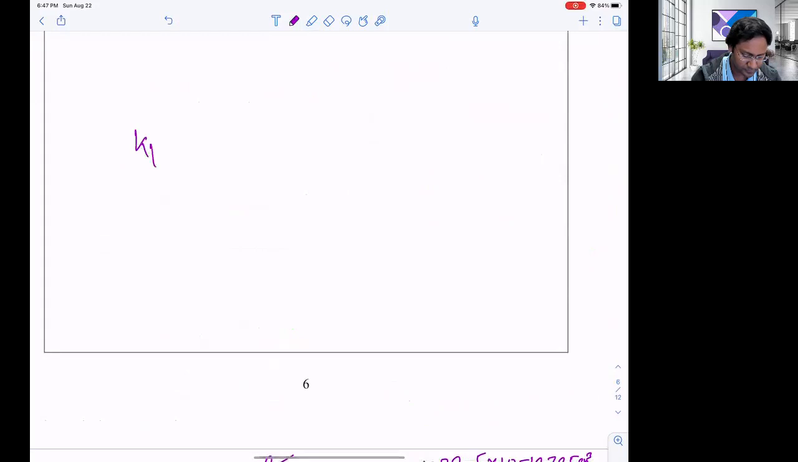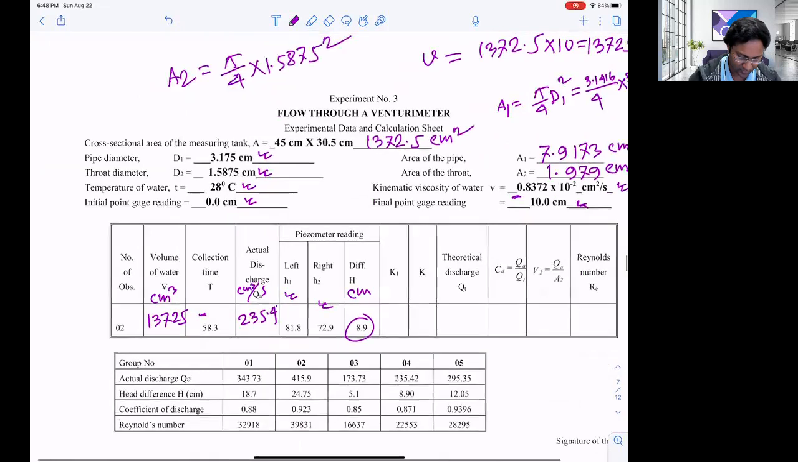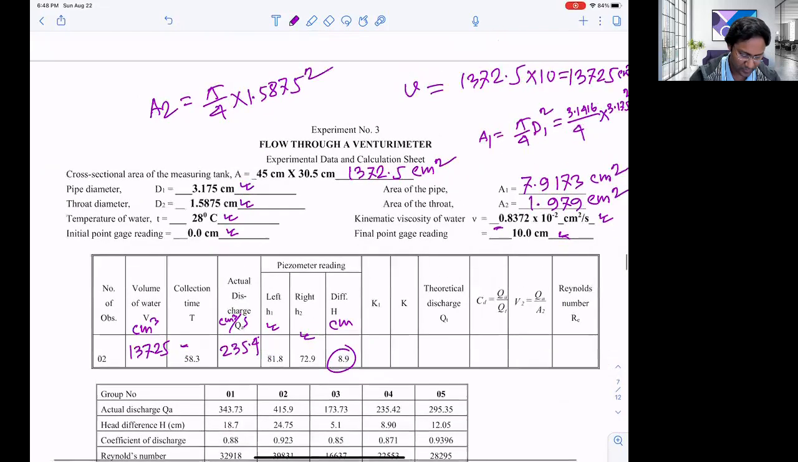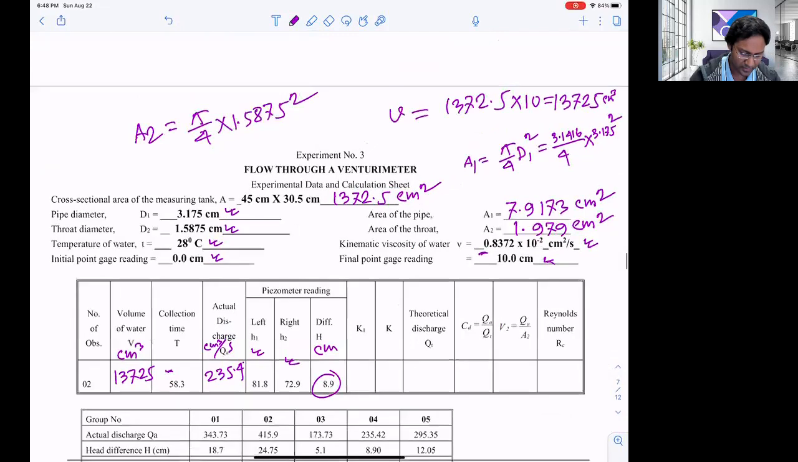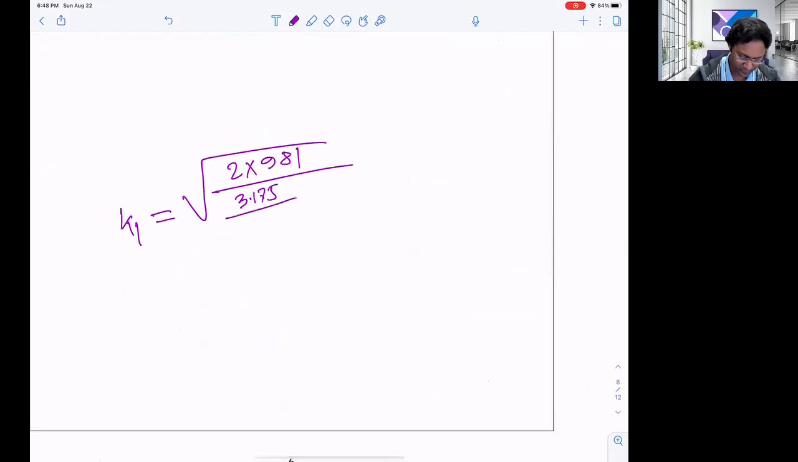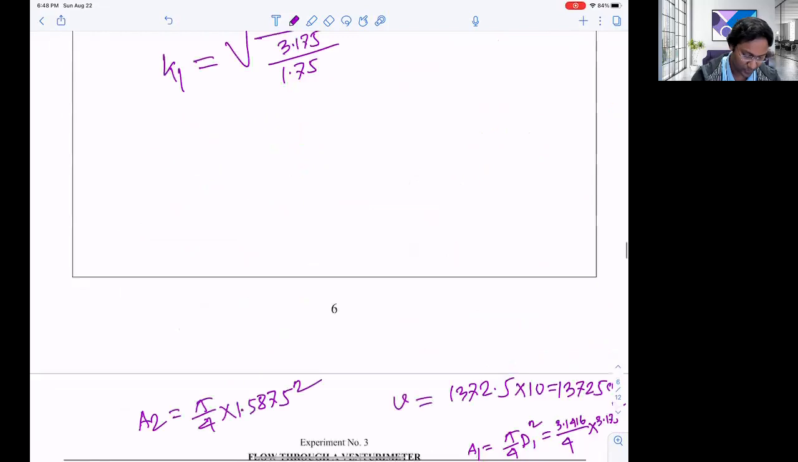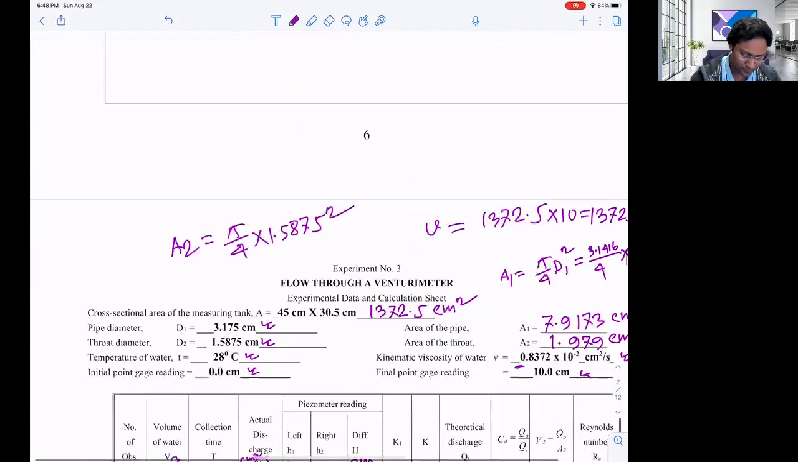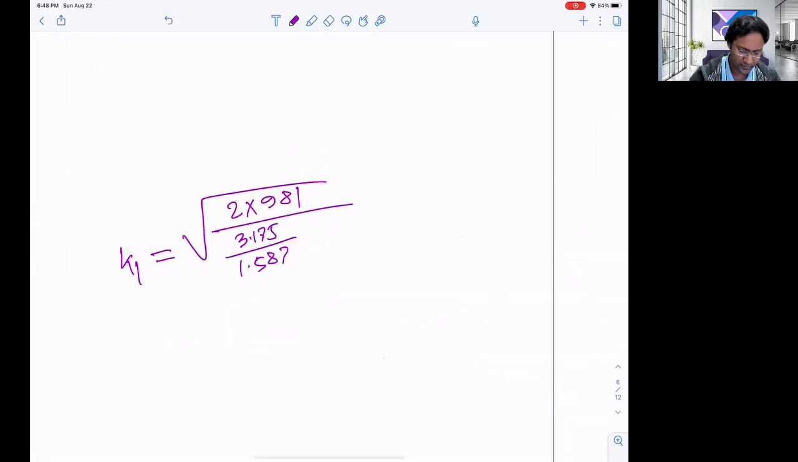Now K1 is nothing but this one, 2 into G, right? G is 981, since it is in CGS unit, everything is in centimeter. Then we have D1 and D2. D1 is 3.175, and D2 is 1.5875. So it is (D1/D2) to the power 4 minus 1. That is the value of K1.